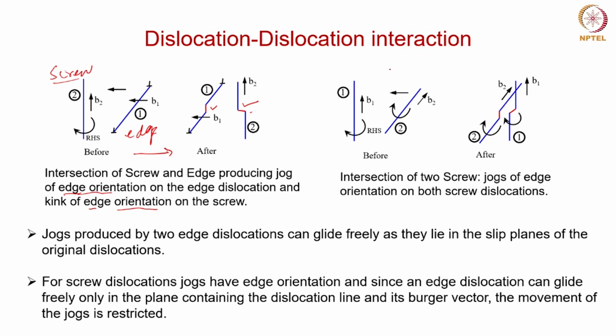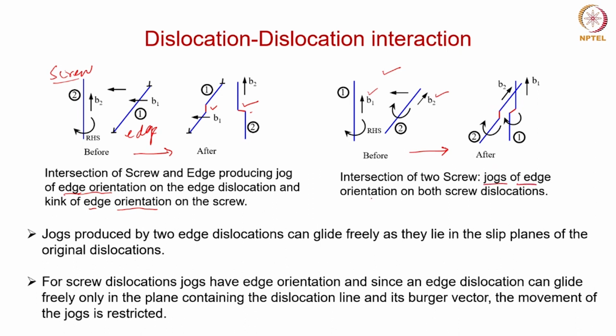Now consider the interaction between two screw dislocations, right? Dislocation 1 with Burgers vector B1 and another screw dislocation with Burgers vector B2, right? So as these two meet each other, again you can see steps are generated in both the dislocations, right?